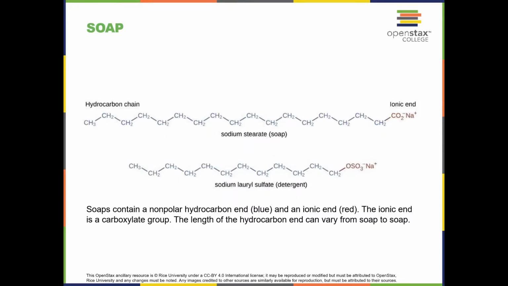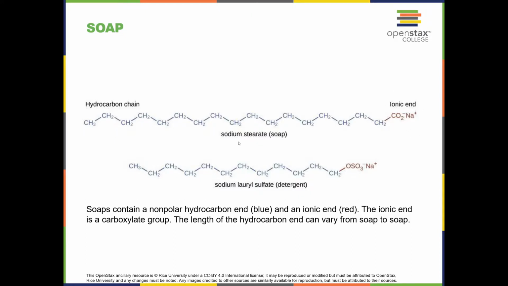The last thing we want to look at here is how soap works. We talked earlier about how like dissolves like, but it turns out that grease is oily and non-polar. So how can we get grease to dissolve in water? Well, we use molecules that have both properties. We have this huge non-polar hydrocarbon chain, or non-polar tail, and we have this ionic head. This part is attracted to grease because it's non-polar, and this part is attracted to water because it's ionic.